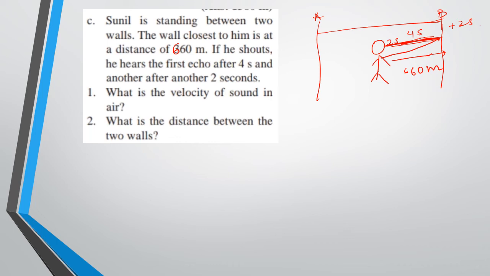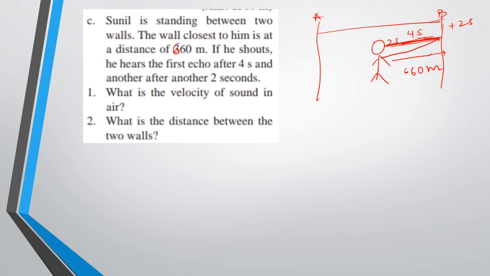Understood? Don't worry. Once we are doing it, I'll explain more. So when he shouted, the echo came after 4 seconds. So while going 2 seconds plus 2 seconds, that goes to 4 seconds. Understood this much? Then they said the first echo was heard after 4 seconds and another after another 2 seconds. So 4 plus 2, 6 seconds total. So one distance we know, the other distance we need to find out, so that this distance plus this distance gives us the total distance.